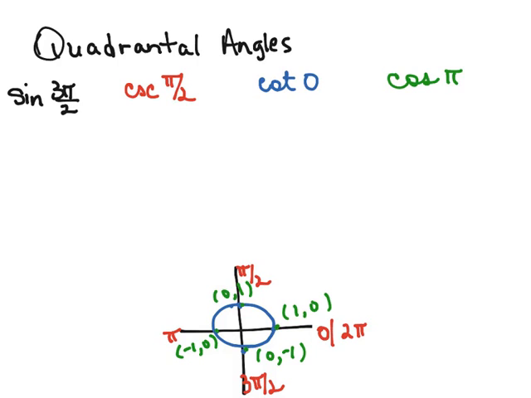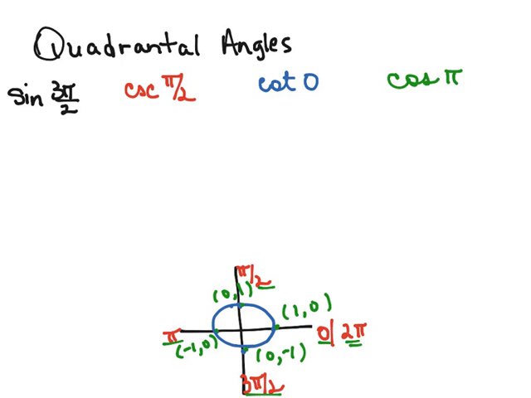A quadrantal angle is an angle whose terminal side lies on either the x-axis or the y-axis. So examples of quadrantal angles are things like 0, pi over 2, pi, 3 pi over 2, 2 pi.